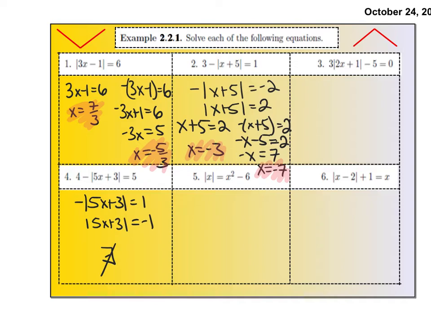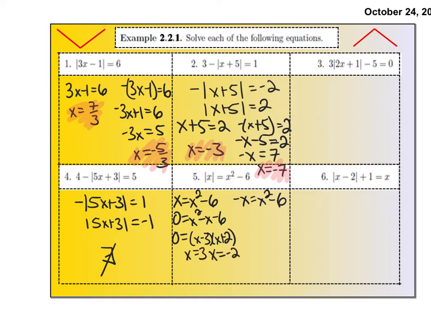And then we have this interesting quadratic, number 5. So the absolute value is all by itself. So we'll have x equals x squared minus 6, and negative x equals x squared minus 6. We need to set equal to 0 and solve. So subtract the x, and factor. So if you solve that, x equals 3 and x equals negative 2.